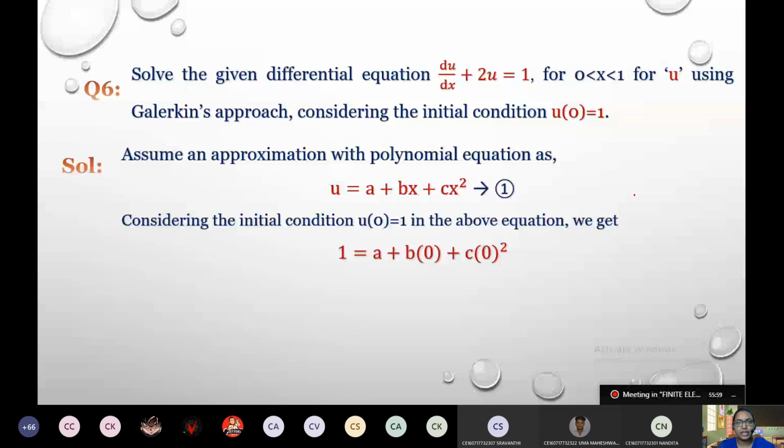Suppose we have a structure, in the structure at x is equal to 0, the value of displacement is 1. That is what they have given. The value of u is 1, not the coefficient, please. Got it, Shravanti?